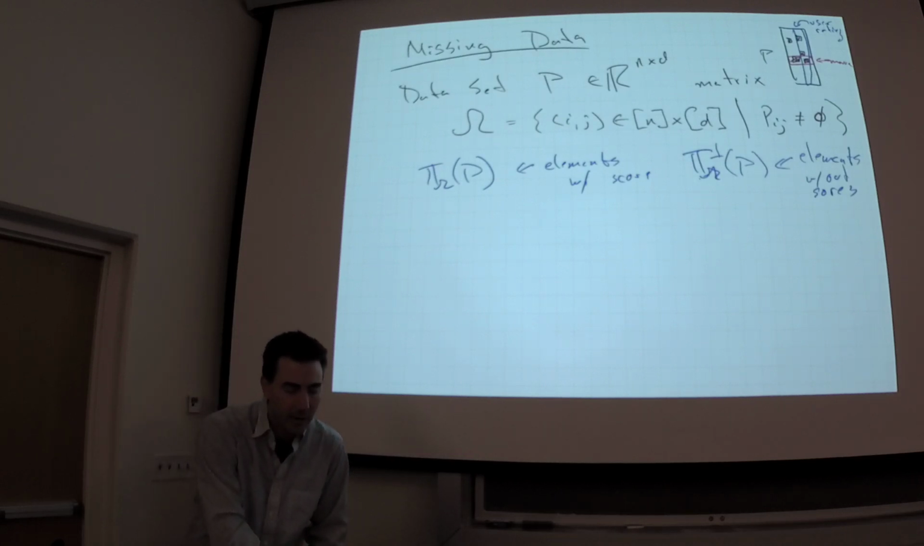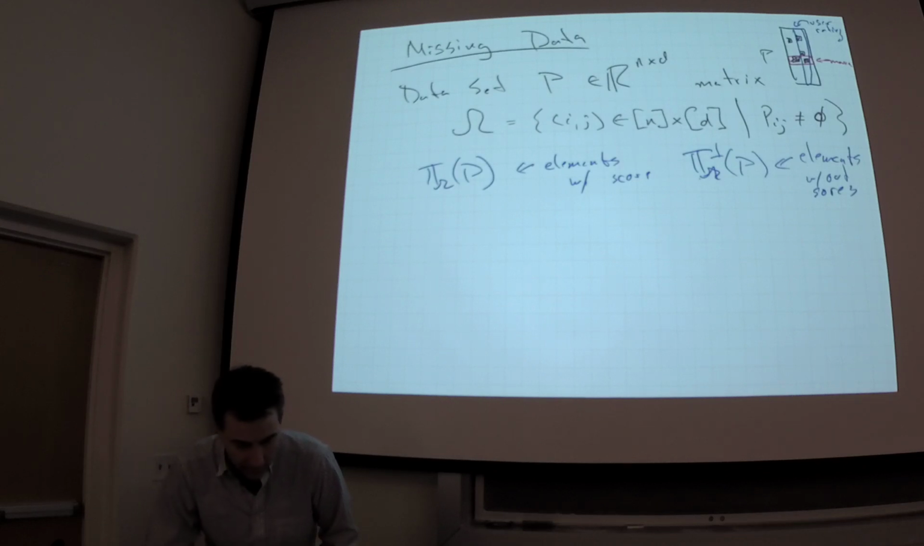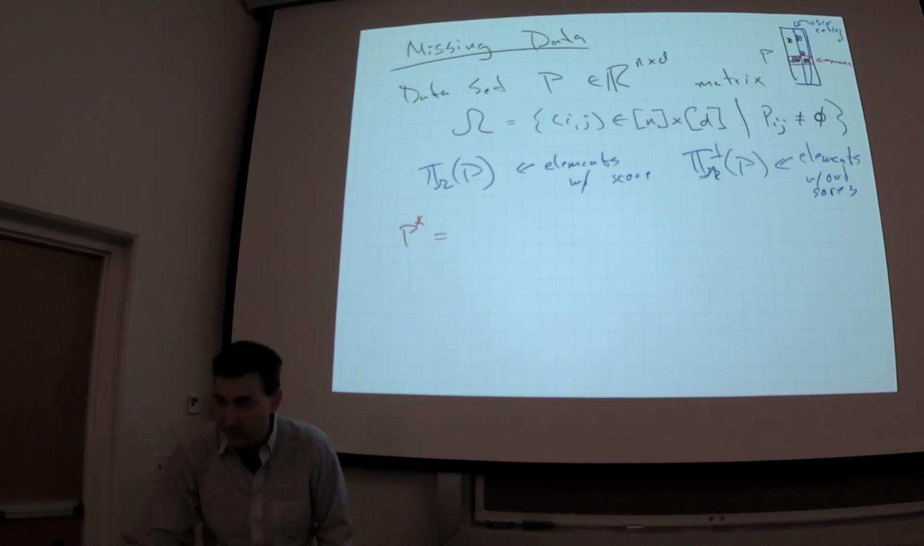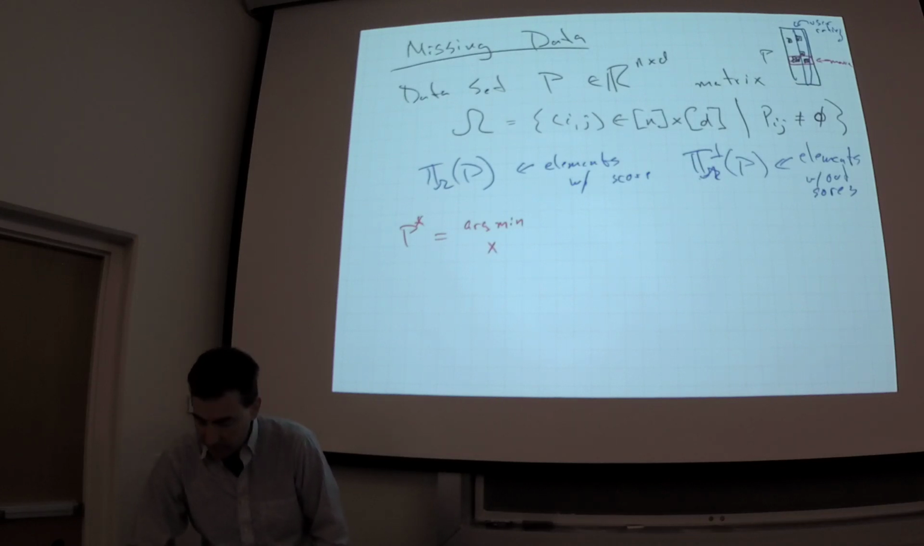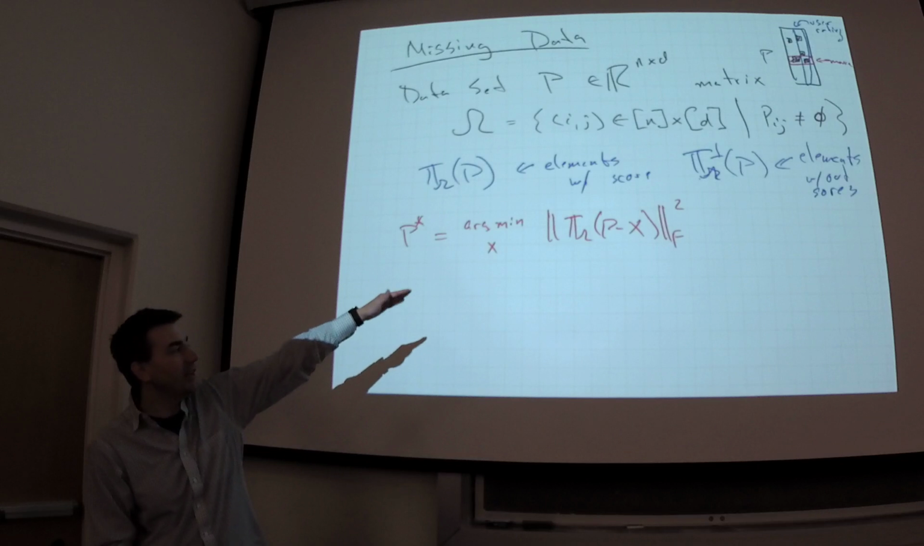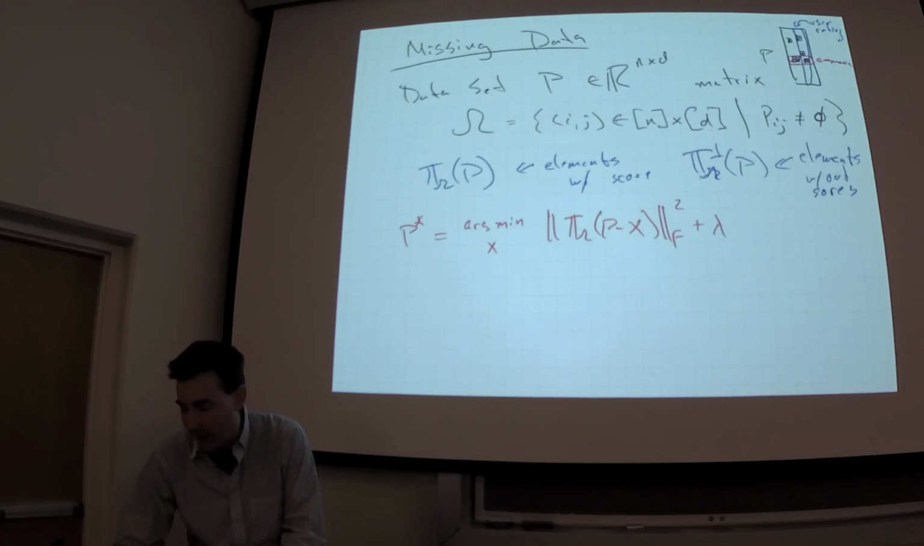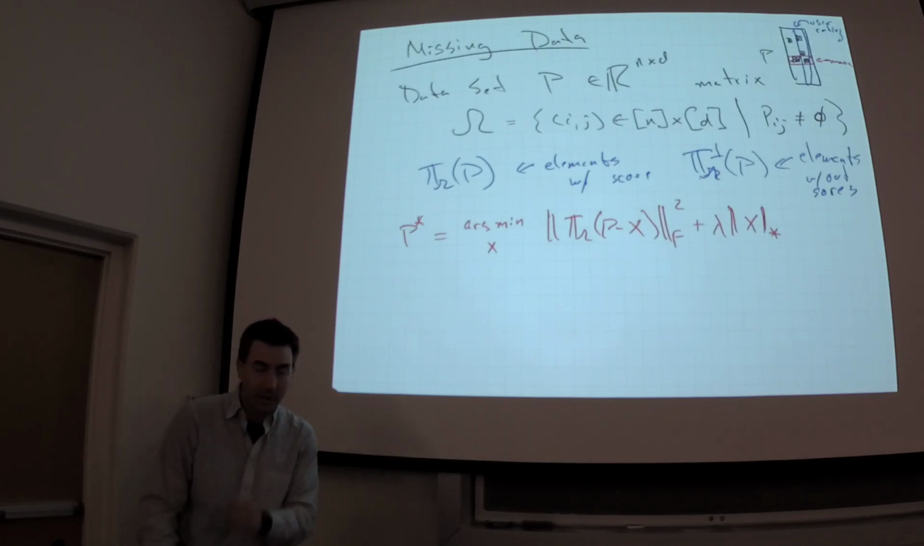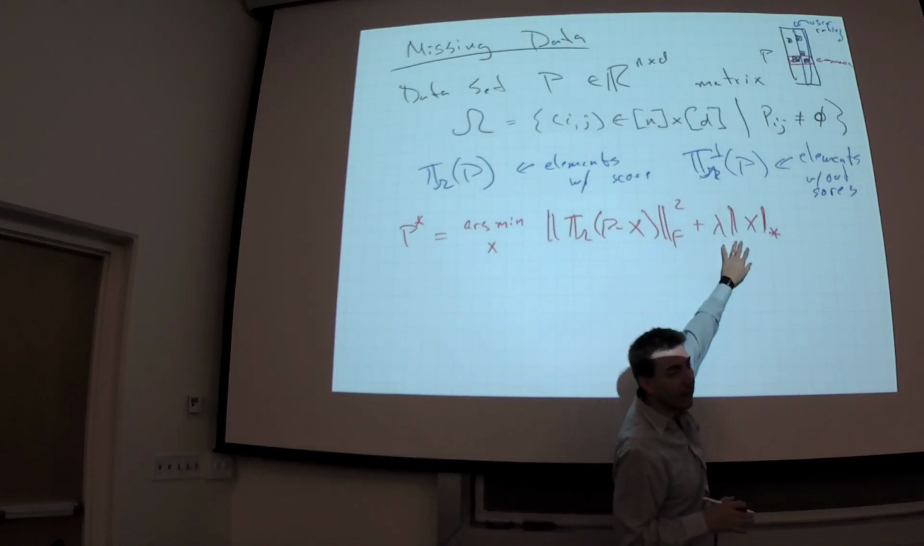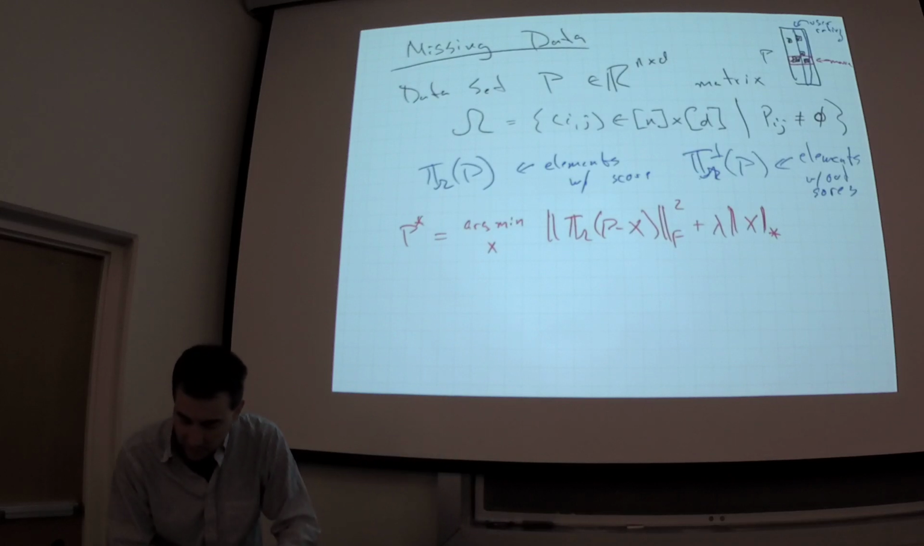Okay, so I'm going to set up an optimization problem that's going to be described as: I want to find this P star, this filled in, complete matrix, which is going to be an arg min over all possible matrices X of something that looks like the projection. Okay, so I want to minimize the Frobenius norm on the parts of the matrix where I have readings on X. But I also want to enforce that X should be low rank. Okay, and so what's typically done is you add a regularization term here, and this notation is used to describe what's called the nuclear norm.